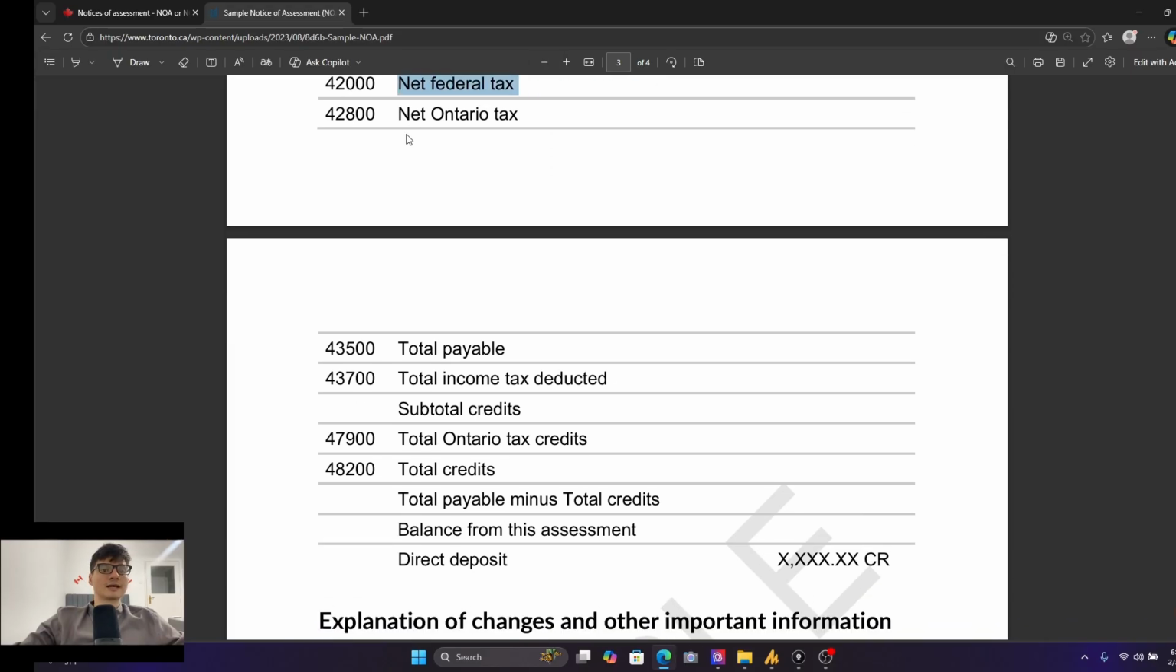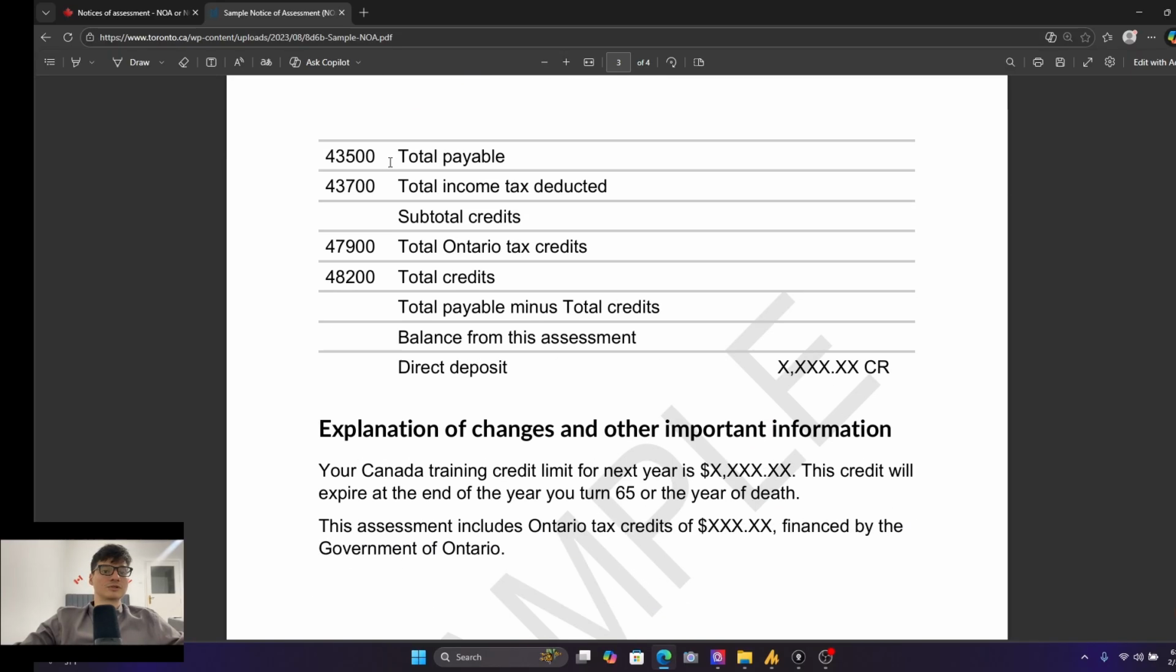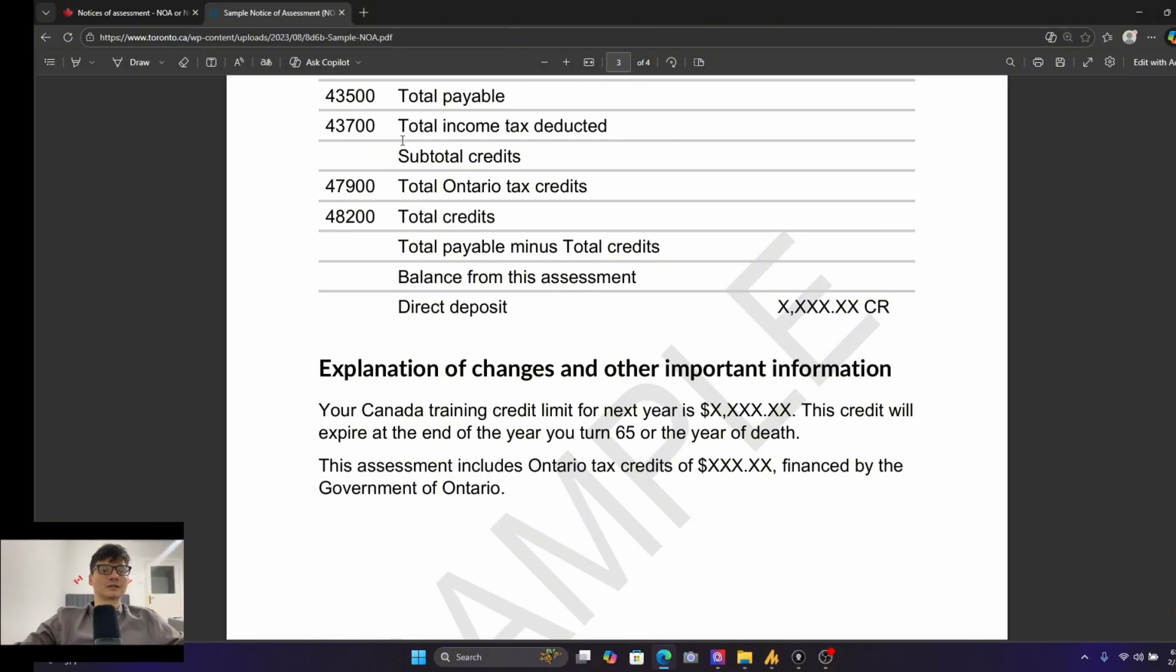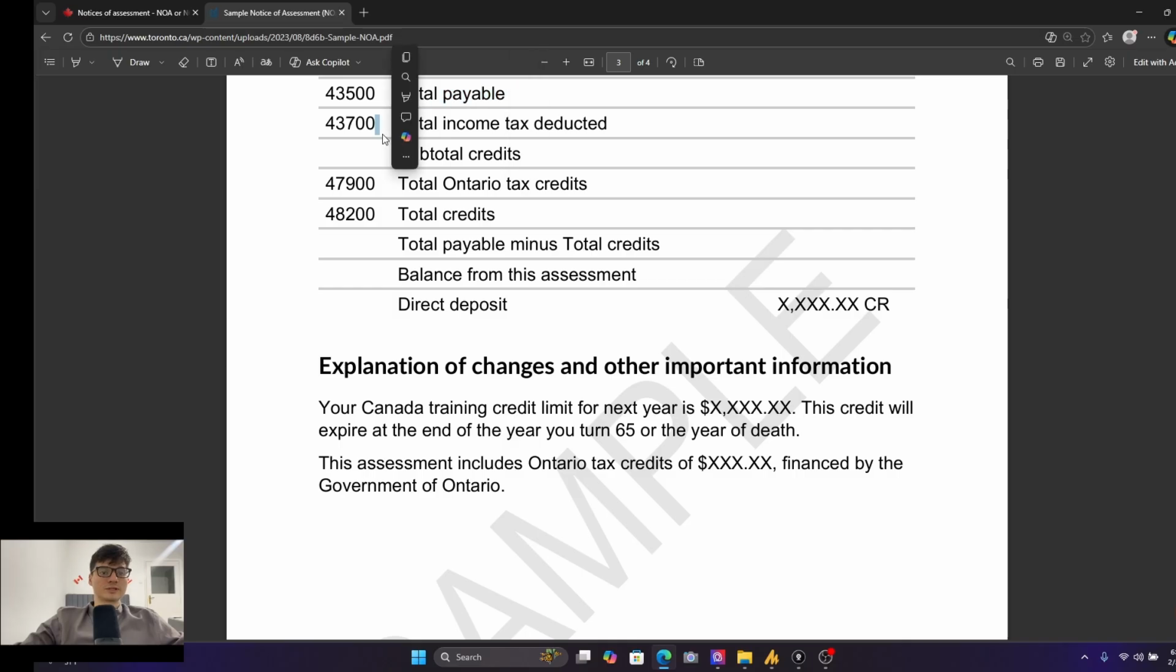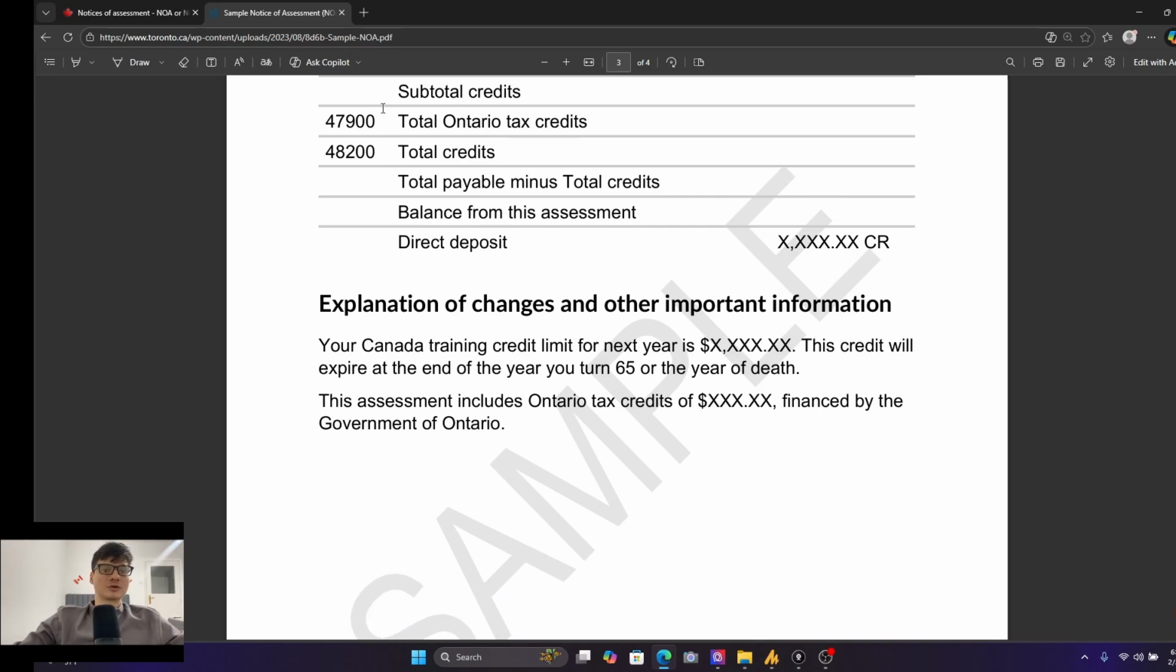Net federal tax, net Ontario tax, how much you owe federally and provincially each. Your total payable, which is now your total federal plus your provincial. And then you have the amount in which you have total income tax deducted. So if you're an employee somewhere, you're on your T4, they would have deducted some tax on your behalf.